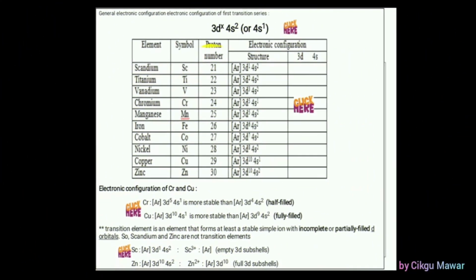Here are all the electronic configurations of the first transition elements, starting from scandium, titanium, vanadium, chromium, manganese, iron, cobalt, nickel, copper, and zinc.